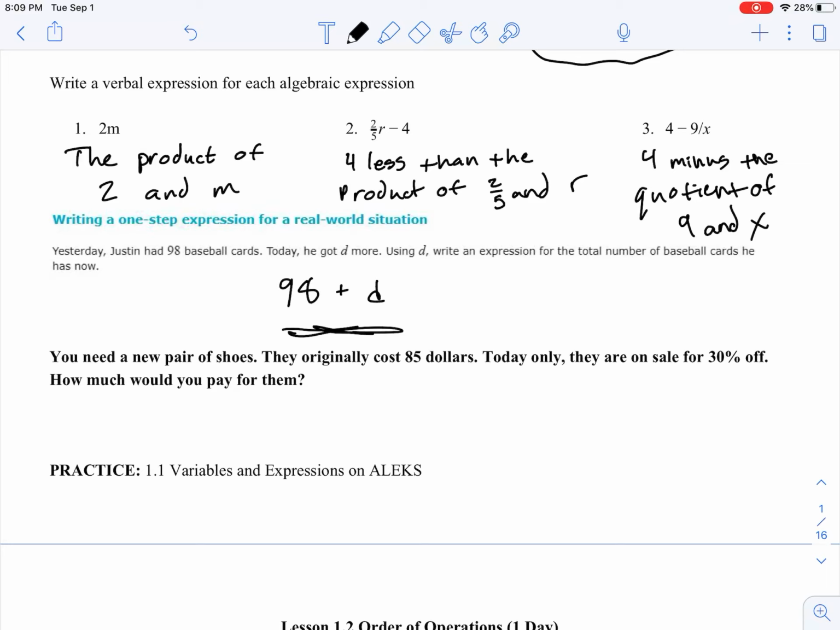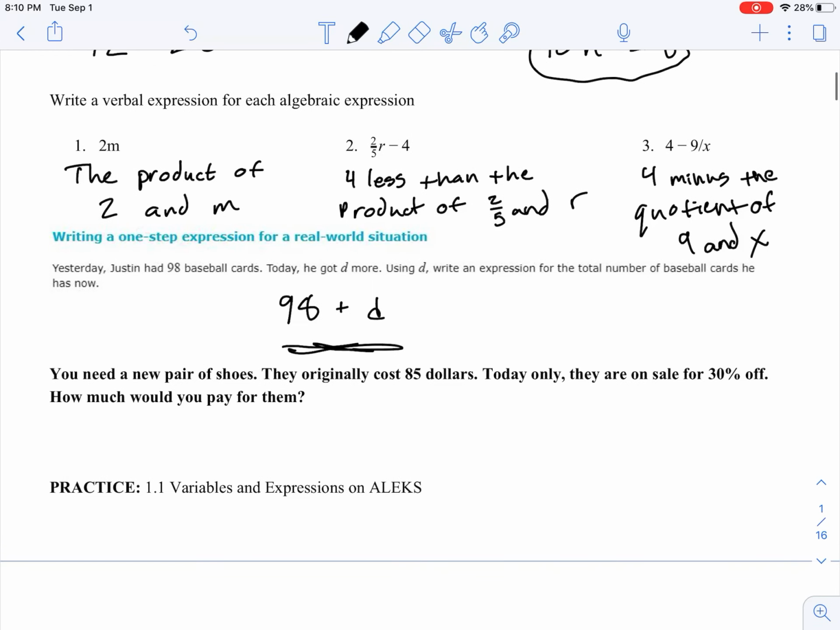This one here isn't actually one that we test on or quiz on for a while. I just kind of put it on there to see where we're at, and I'll just go through it really quickly here. I'm not going to spend too much time on it because it's not something we're testing over anytime soon. We buy a new pair of shoes. They originally cost $85. Today they are 30% off. If they're 30% off today, that means that we're only paying 70% of the cost.